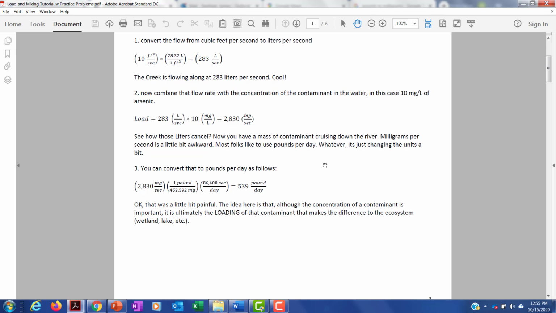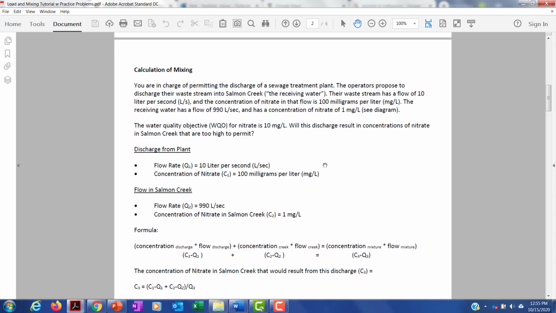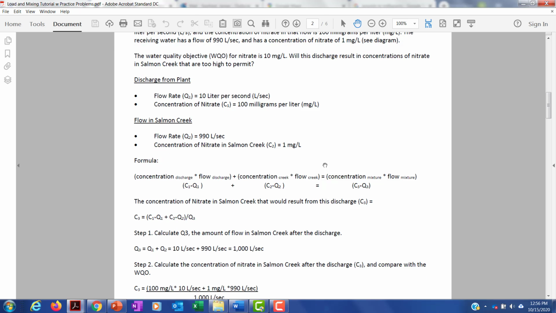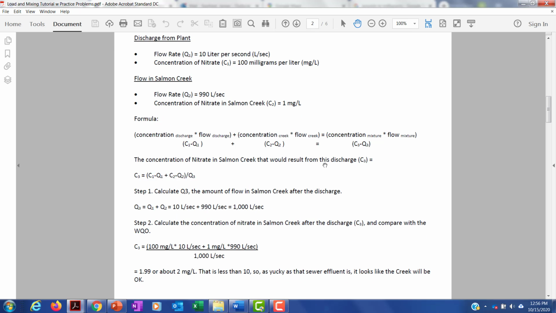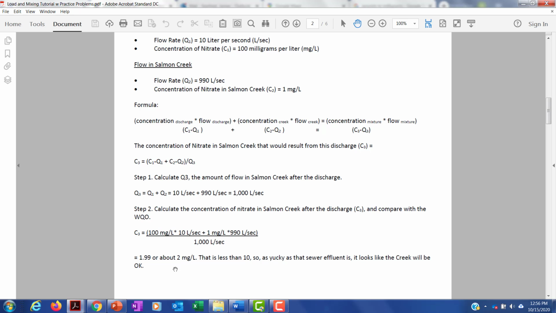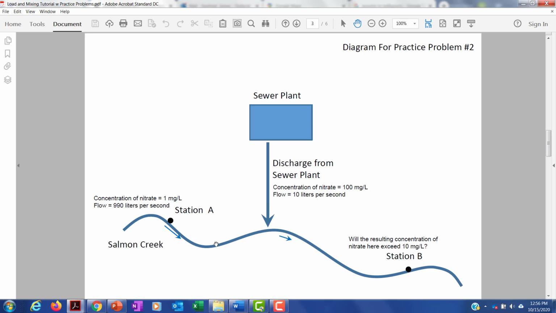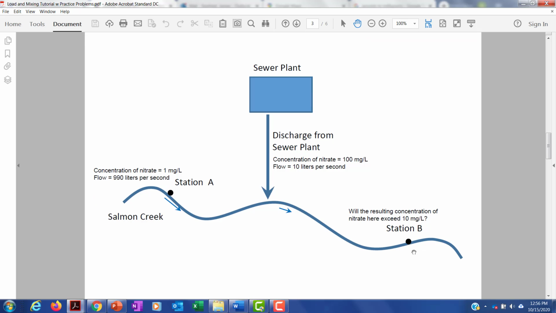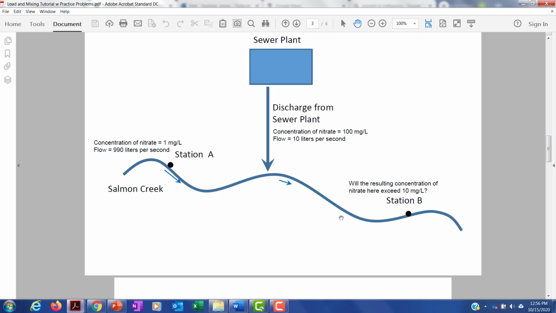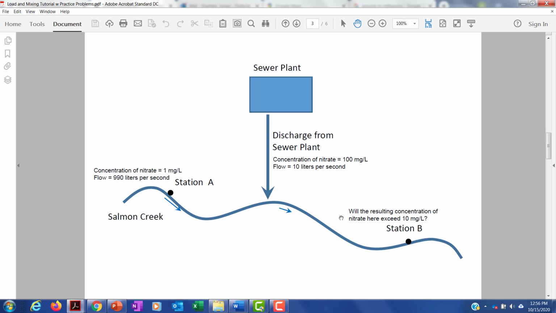So the first step is calculating the load. Okay, that's one thing. The other thing is mixing: taking one water, mixing it with another water, and combining the flow and the loads and figuring out what the concentration is of the mixed water. And this just walks through that step by step with a practice example. It turns out in this diagram example, this ended up being 2 parts per million. 1 part per million nitrate cruising along, a big load of 100 parts per million comes in, but the end concentration is 2 parts per million. So I hope that explanation is helpful.